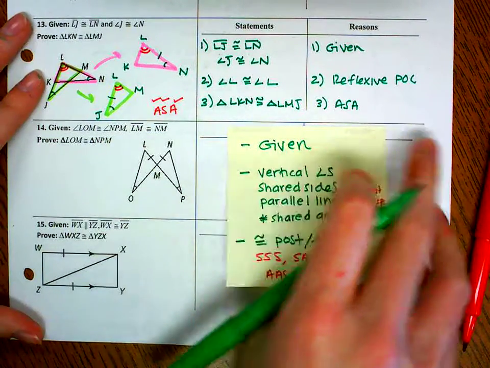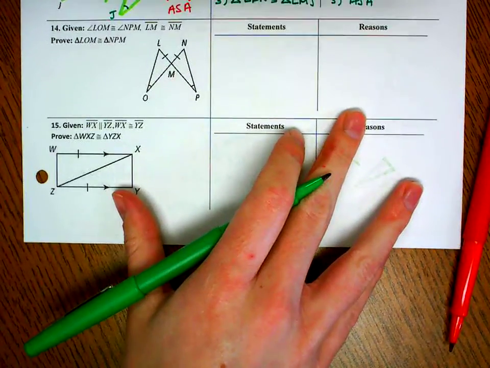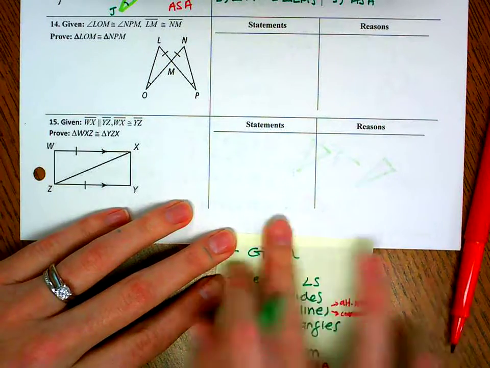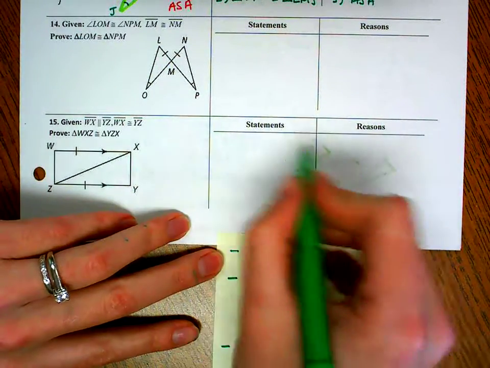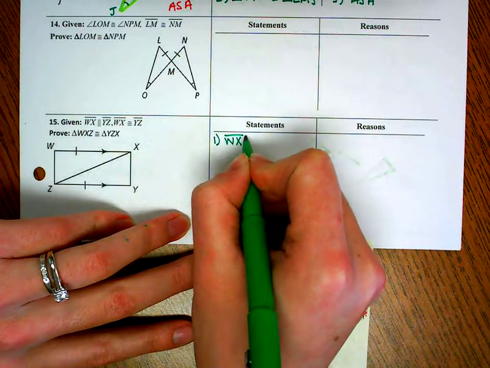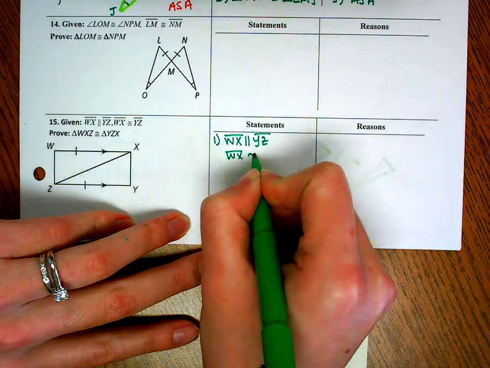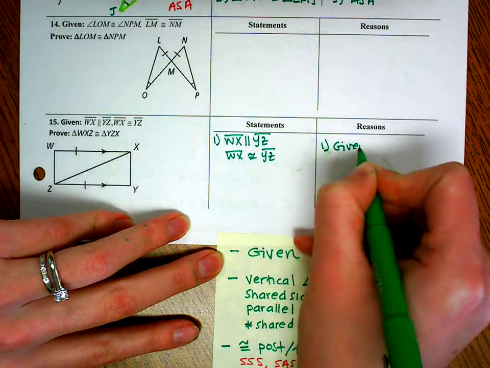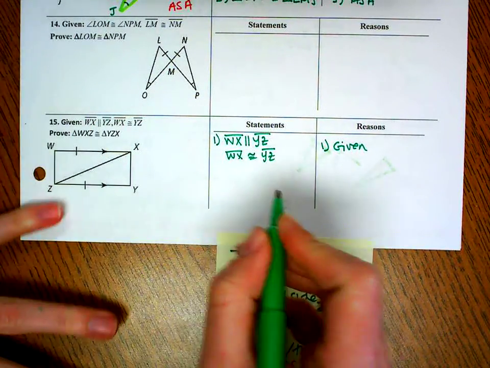Okay, let's do one more, because remember I said we've already done a bunch of these together in class, so let's do 15, and then you need to finish the rest of this worksheet by yourself. I'm only doing the odds because you need to practice coming up with these from scratch on your own. So number 15, we always start with our given information. We gotta make sure it's in our picture, so WX and YZ are both congruent and parallel.